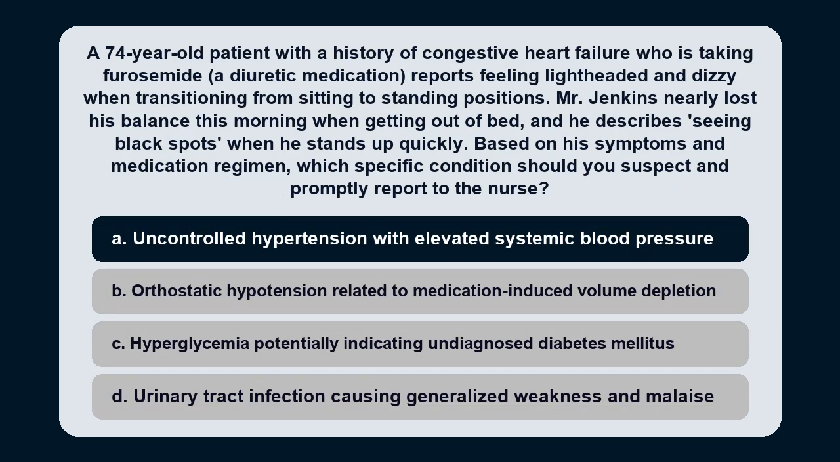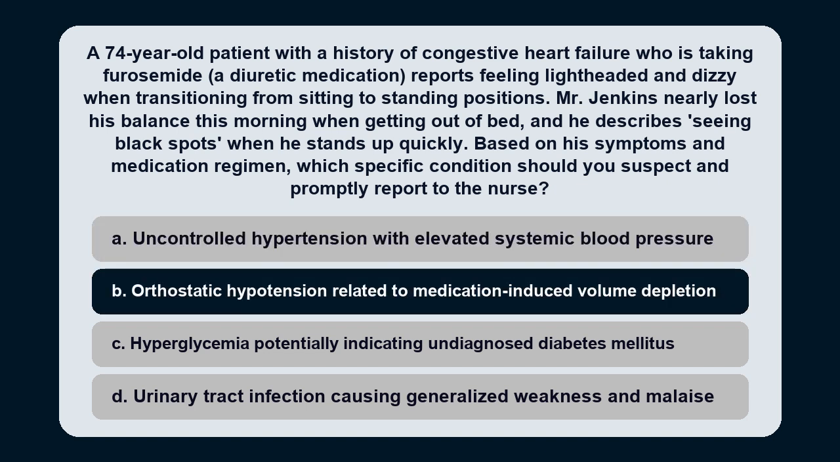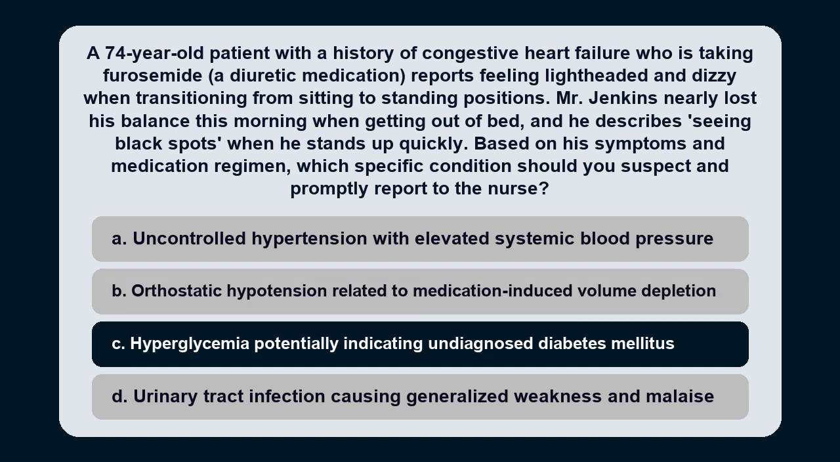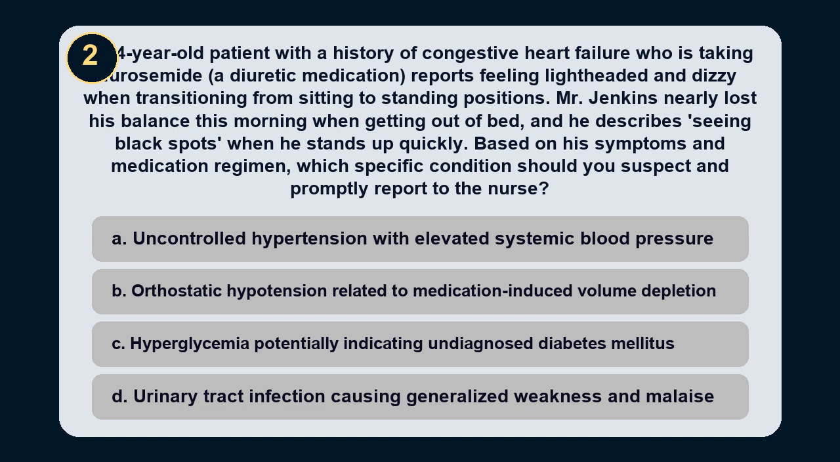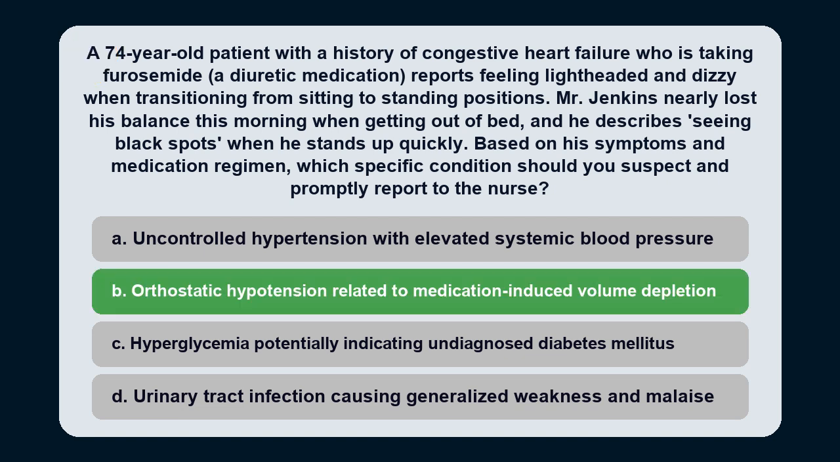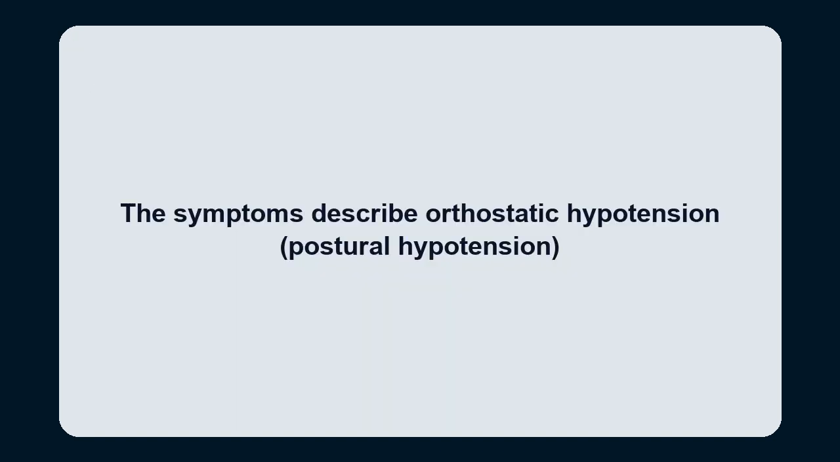Uncontrolled hypertension with elevated systemic blood pressure. Option B. Orthostatic hypotension related to medication-induced volume depletion. Option C. Hyperglycemia potentially indicating undiagnosed diabetes mellitus. Option D. Urinary tract infection causing generalized weakness and malaise. The answer is B. The symptoms describe orthostatic hypotension, postural hypotension.